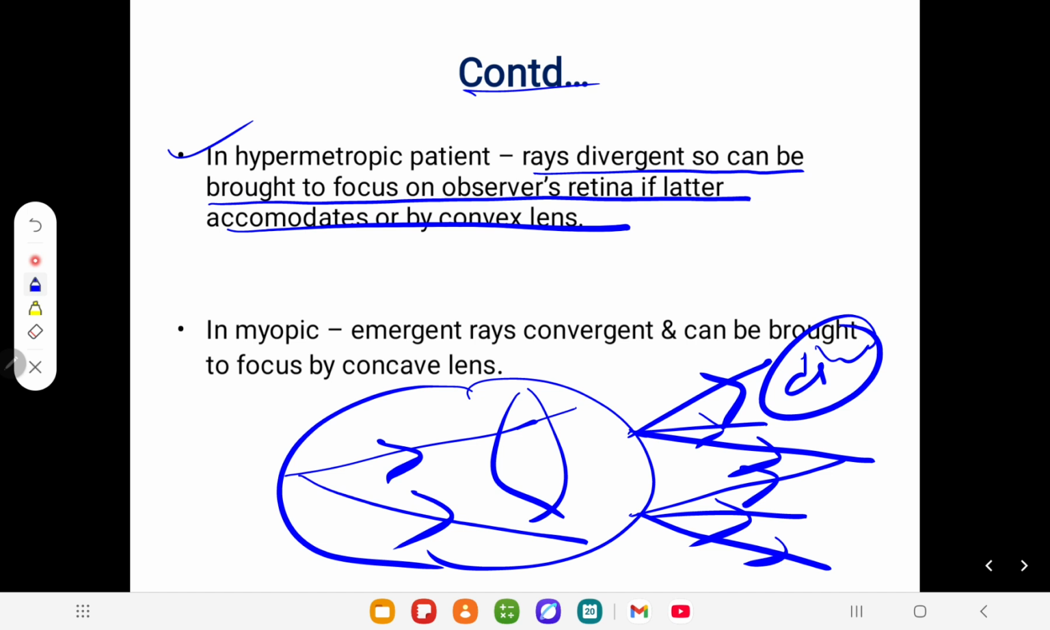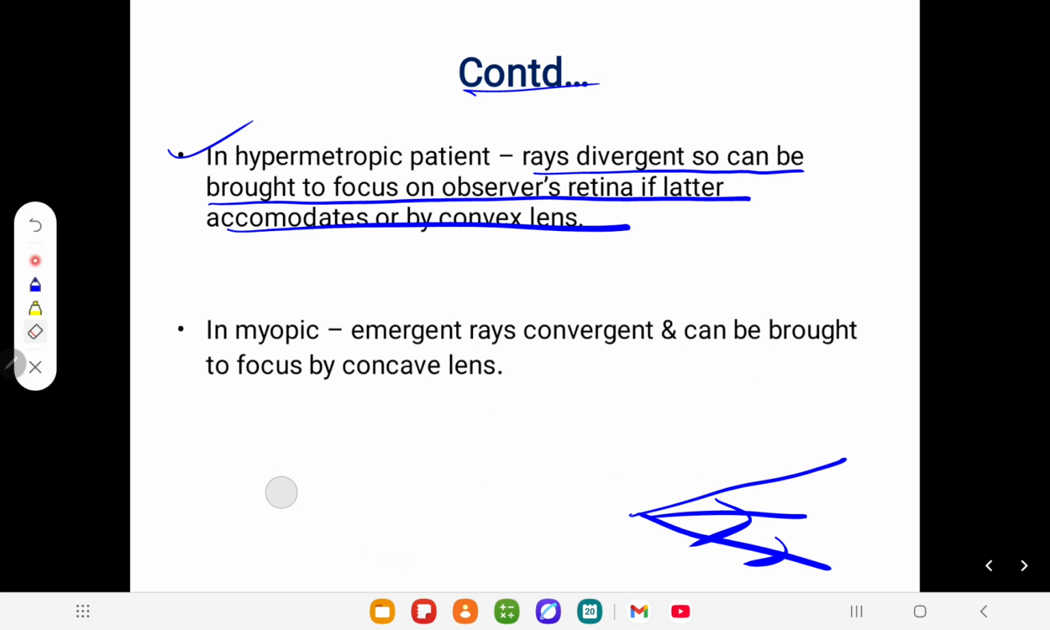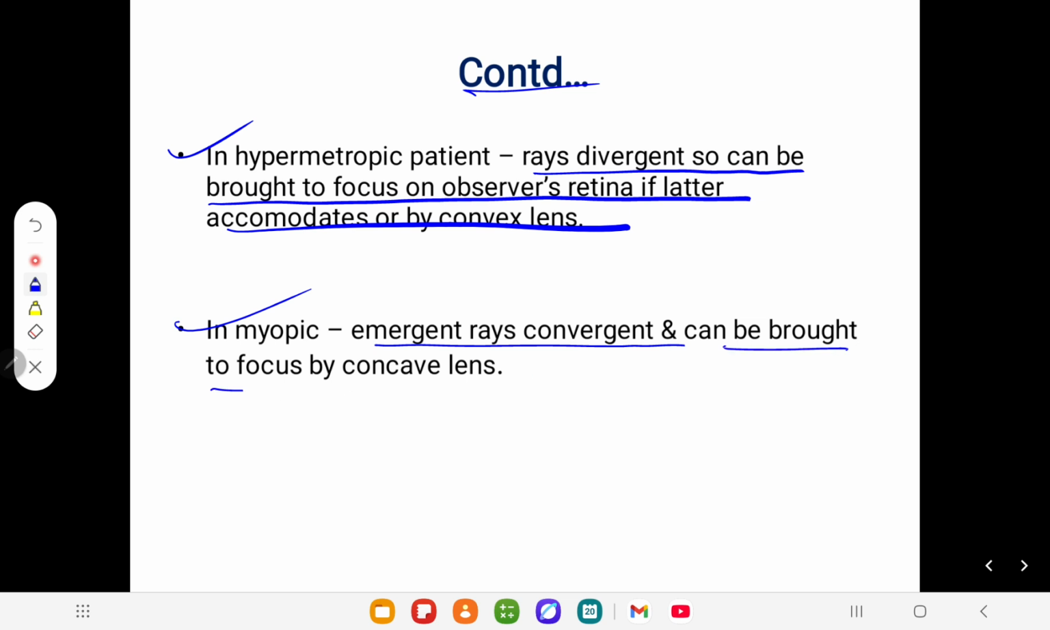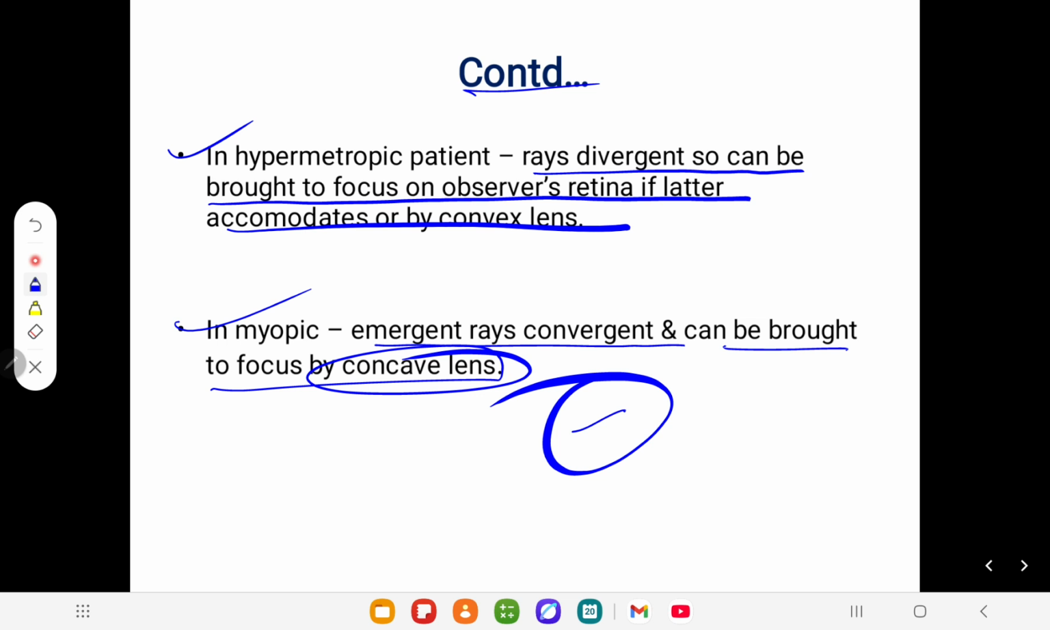That's very important. Even in case of doing subjective and objective refraction, that's the whole key, okay? Just remember this concept. So in myopia, emergent rays are convergent, so they can be brought to focus by a concave lens. That's why in case of myopia we put a minus lens in the ophthalmoscope. In case of hyperopia we put a plus lens.